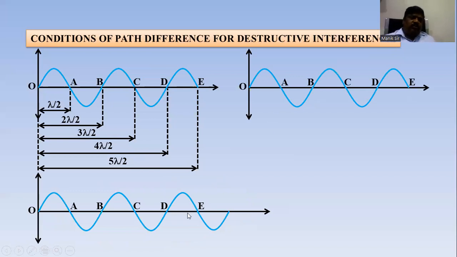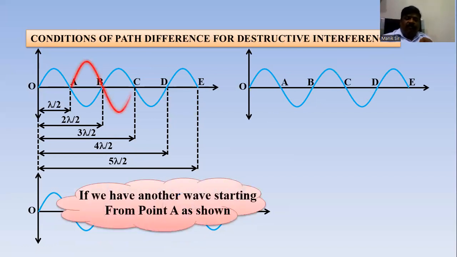Now what we have to do? We have to consider another wave, red colored wave. Remember? Okay. In the first case, what we have learned previously? We have learned the constructive interference. Now we are learning the destructive interference. Now in constructive interference, what we observe is that crest matches with the crest. In destructive interference, the crest will match with the trough. So see here, if we have another wave, okay, it will start from the point A.